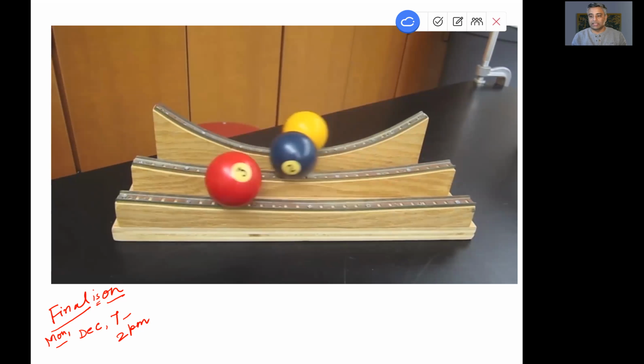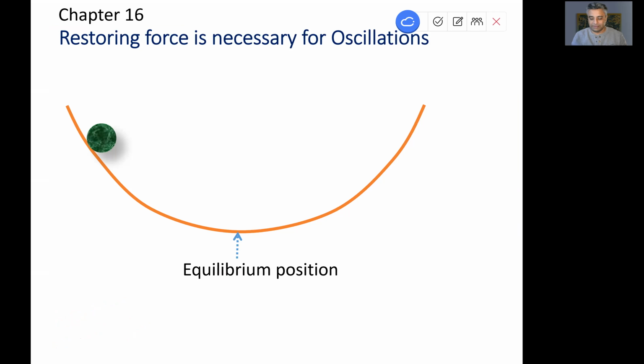So just like this different track, different curvature gives a different time period of oscillation. Similarly, a different length of the pendulum gives you a different period of oscillation. So we're gonna write down the equation for that today, folks. So for the oscillation, what are the things we need?